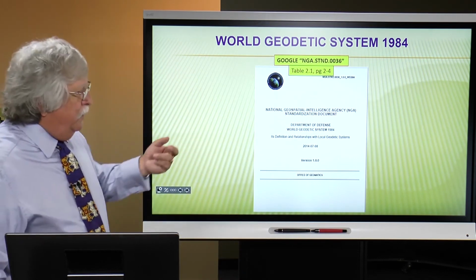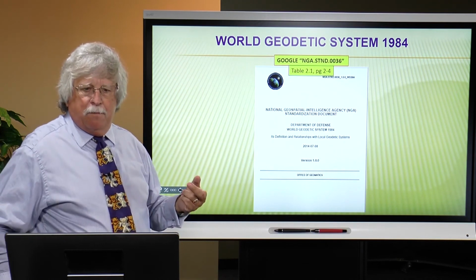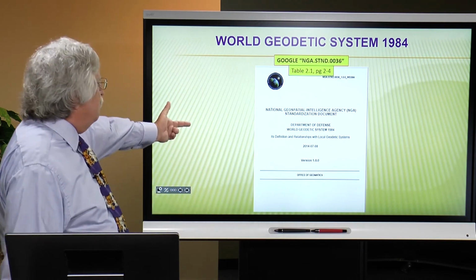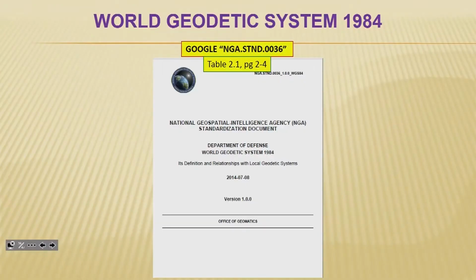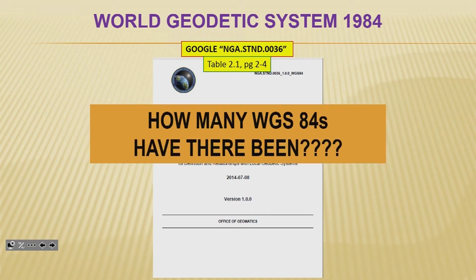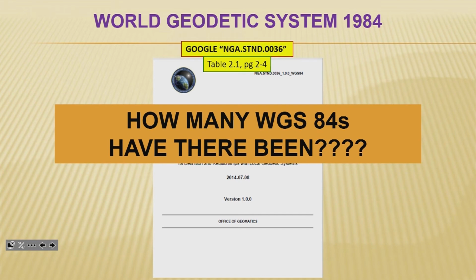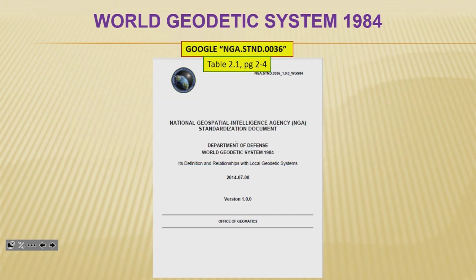So the most defined document for it is produced by the National Geospatial Intelligence Agency. If you just go online and Google nga.stnd.0036, it'll take you right to it. And in there, what you'll find is how many WGS 84s have there been? And I'm just very quickly going to run through them here.